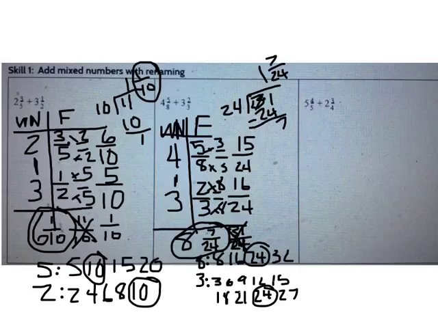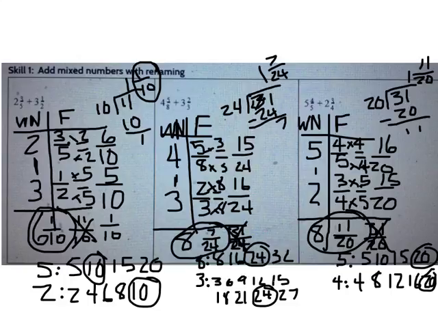Now you try one. What's 5 4/5 plus 2 3/4? Go ahead and solve that problem now. The correct answer is 8 11/20. Check your work with mine.